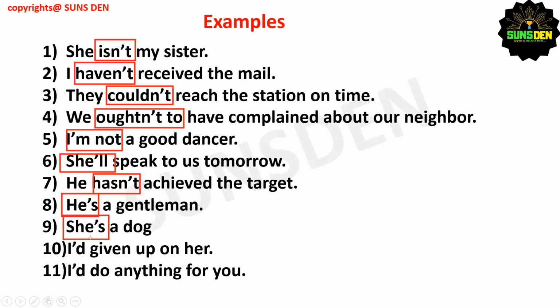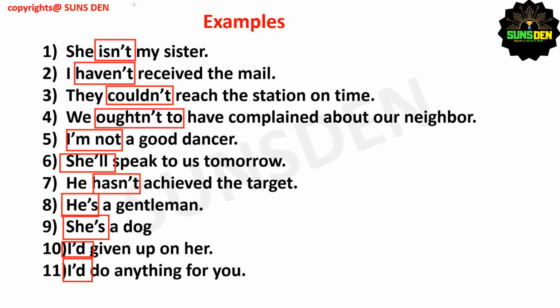She has a dog. Now coming to I'd given up on her. It is I had given up on her. I'd given up on her, I had given up on her. Now this one is I'd do anything for you. Expansion, I would do anything for you. So here it is had.